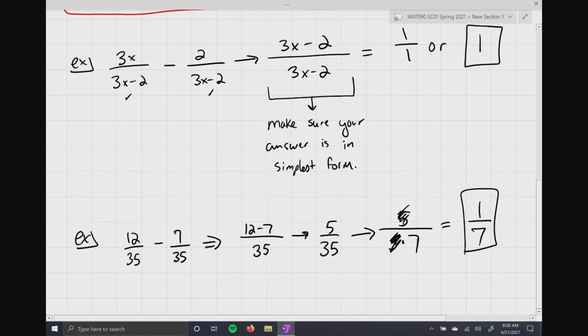So you've already done this, where you had to add or subtract with like denominators, and then you had to make sure your answer is in simplest form. You got to do that with every single one of these. So let's look at an example that we would encounter in chapter 14.